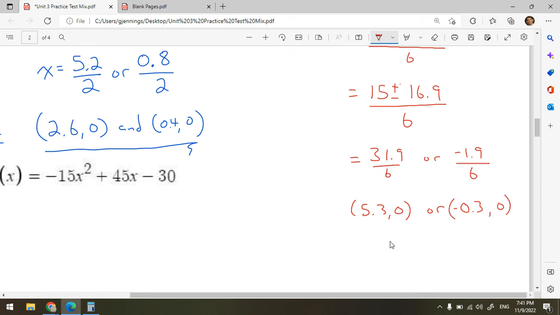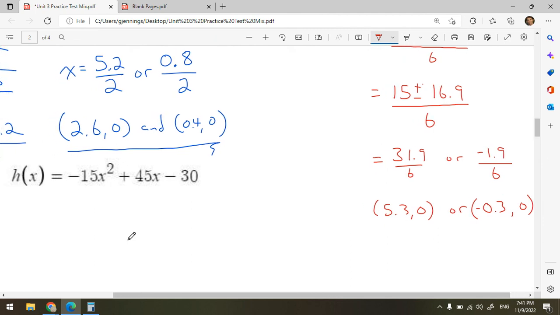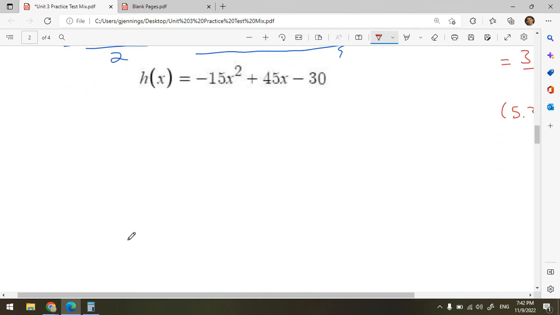Okay, and so that's the pair of points where this quadratic would cross the x-axis. The y values are, of course, 0 because the y value of x-intercepts are always 0. Okay, so with h of x, you got a couple ways you can do this question. I'm going to show you the easy way.